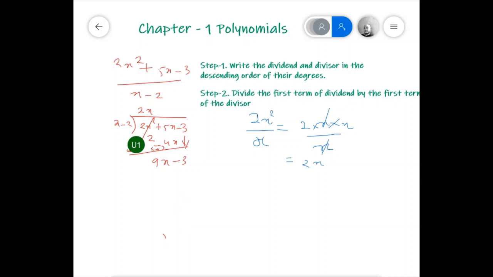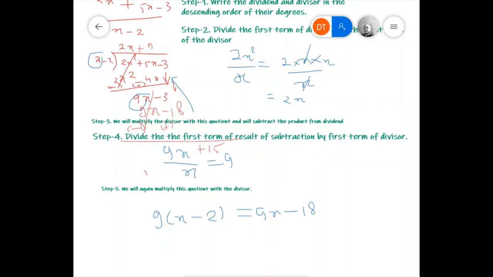Now moving on to step number 3. We will repeat this process till the remainder becomes 0 or the degree of the remainder becomes less than the power of the variable of the divisor. In this example the remainder is 15, and its power is less than the power of the variable in x minus 2.